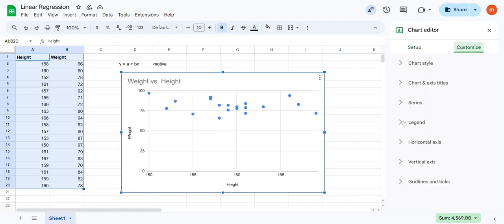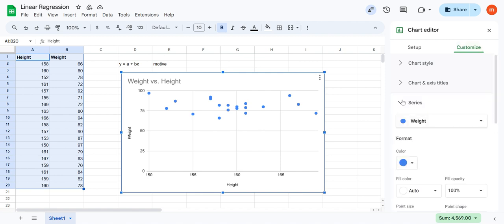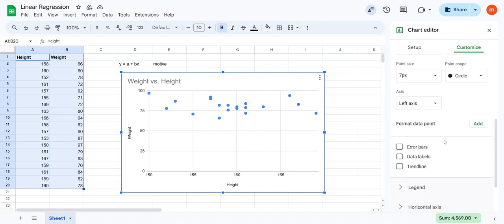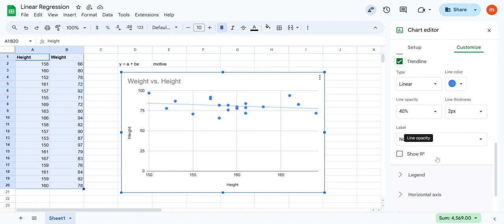You're going to go to customize. Now remember, our motive is to generate a linear equation. And if you remember, a linear equation always has a line associated with it. So what we're going to do is go ahead and edit the series, and click on trend line. So the very first thing we've done here is add a trend line, that would be the line that you generate when you generate the equation.